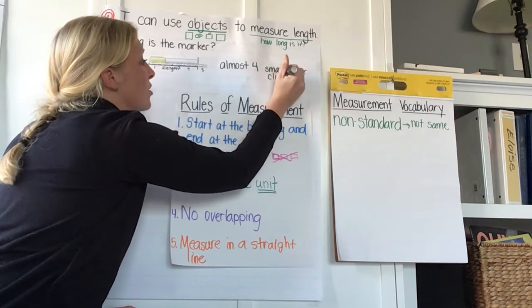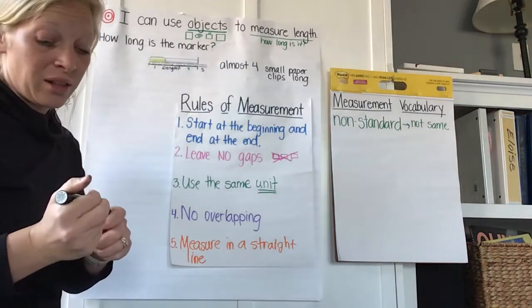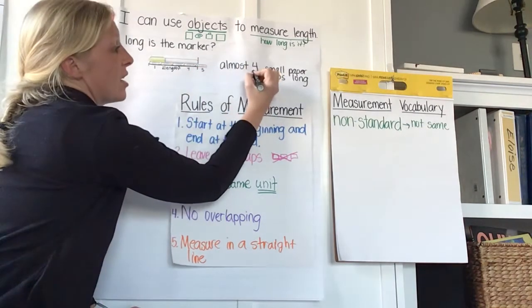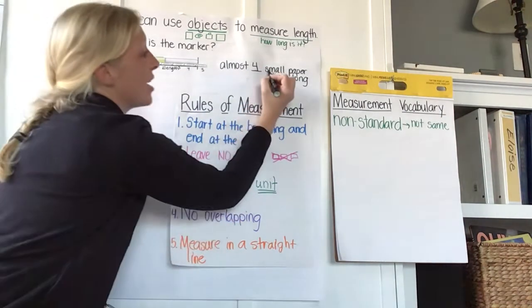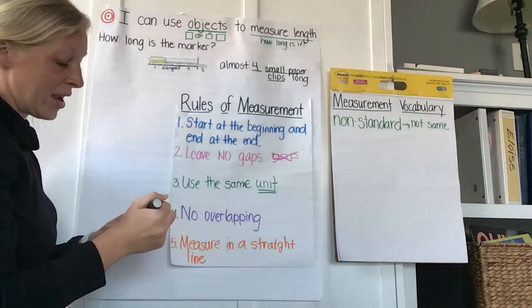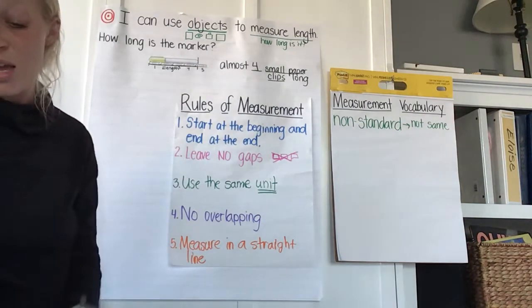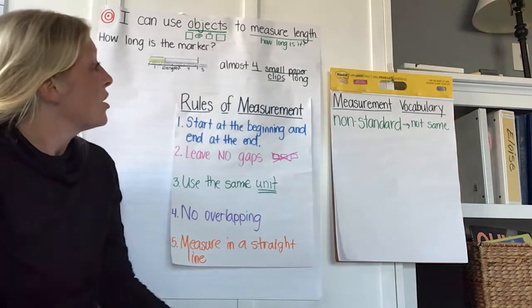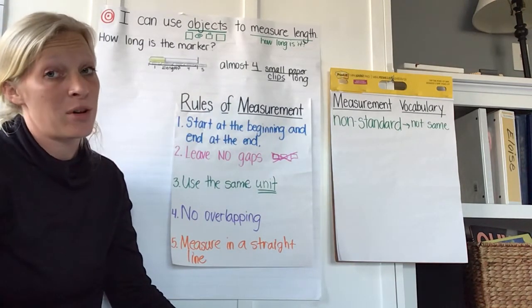And that's important to include when we're describing the length of an object, right? We've got to say the number of the unit, but we also have to say what the unit is that we're measuring with, right? That's an important piece because it would not be 4 big paper clips long, would it? No. So it would not be almost 4 big paper clips. It is 4 small paper clips.